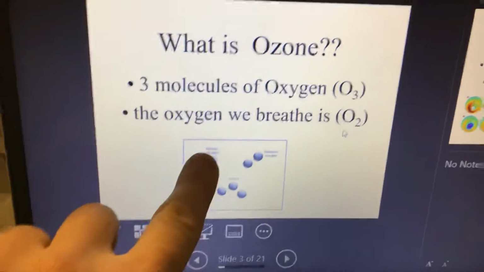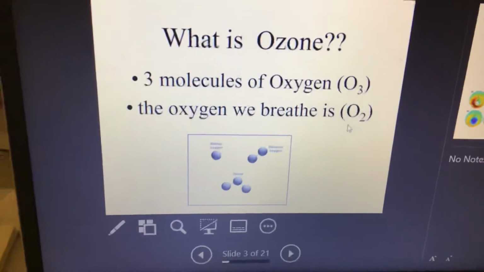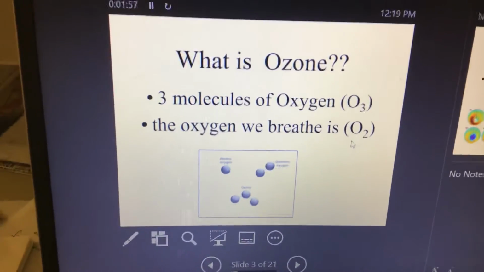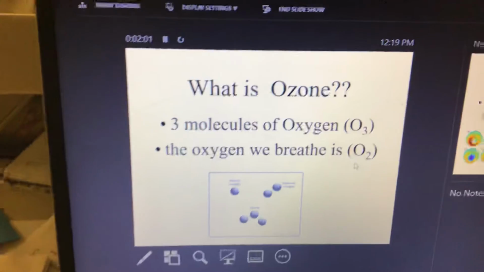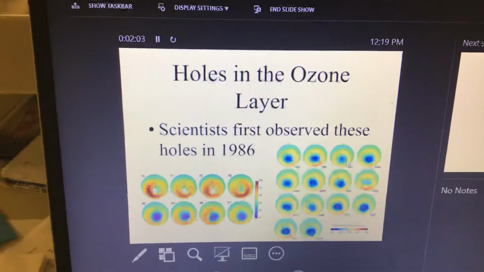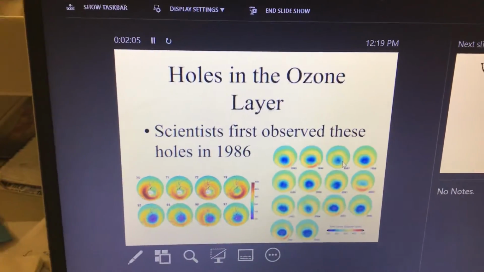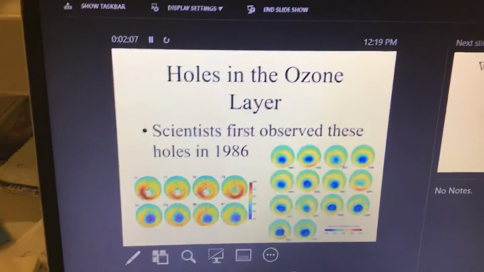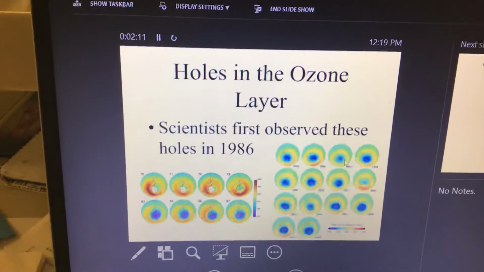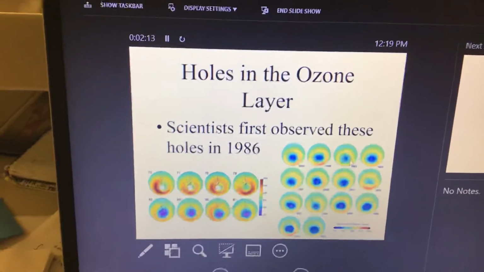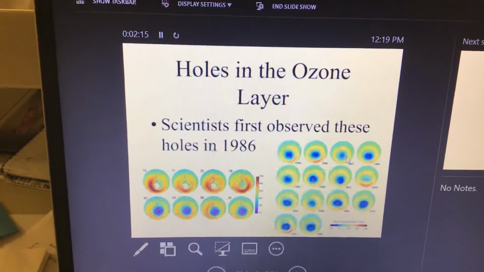And then from our periodic table, just 1 oxygen would look like that. So ozone is O3. You don't have to write this, but we have holes in our ozone layer. First observed this in the 80s, that something was happening to our ozone.